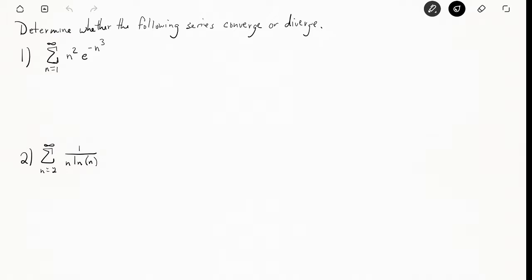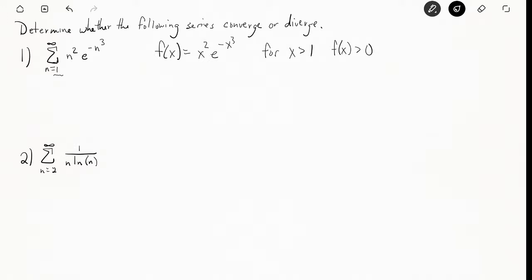The positive part's easy actually in all these cases. Notice we start at n equals 1 and we have two positive numbers, so this thing's positive. First off, f of x in this case would equal x squared e to the negative x cubed. For x greater than 1, and why am I choosing 1? Well, it's because that's where we're starting our interval. f of x is greater than 0, so that means it's positive. Nothing really to look at there.